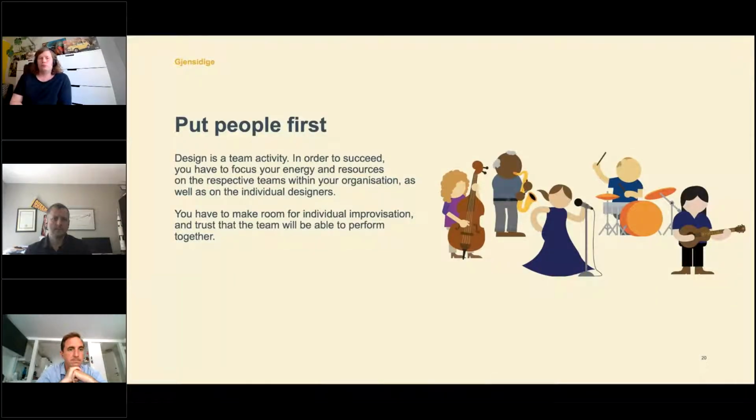So people. Design leadership is like all leadership disciplines, it's about people. Design is a team activity. So in order to succeed, you have to focus your energy and resources on the respective teams within your organization, as well as on the individual designers. With this example of jazz, you need to make room for improvisation, although the team has to be able to perform together. So it's not just an individual activity, it's a team activity, but improv is really important.